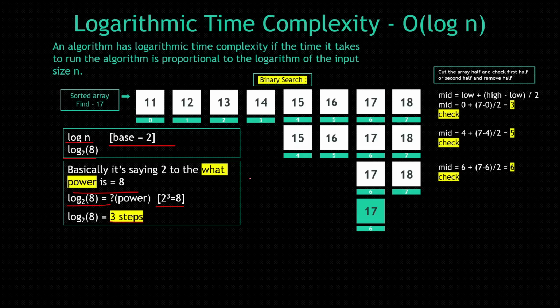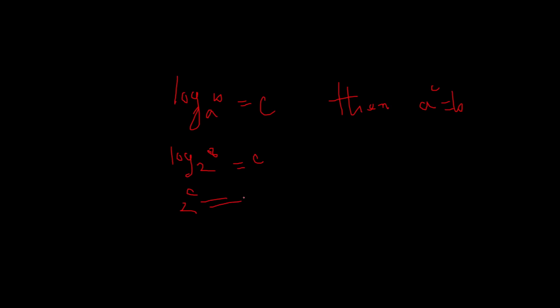We can calculate this by using the logarithm formula. The formula is: if log base b of a is equal to c, then b to the power c is equal to a. Here, log base 2 of 8 equals c, then 2 to the power c equals 8 according to this formula. We can write 8 as 2 to the power 3. Canceling 2 from both sides, c equals 3. So we only need 3 steps.